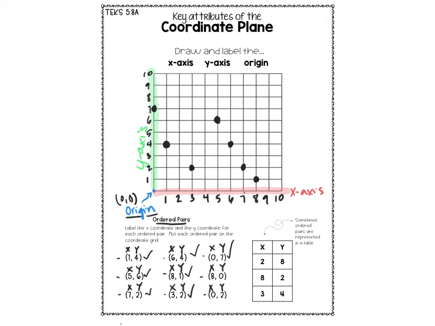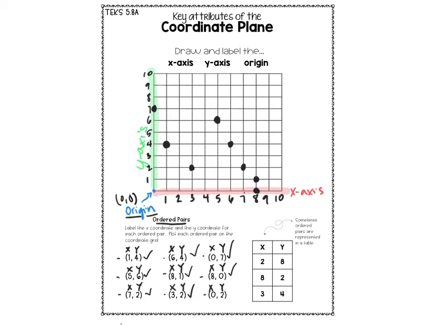We have 8, 0. The x number tells us that we go 8 times to the right, and the y number tells us how many times we go on the y-axis. So if the number for the y-axis is 0, how many times do we need to go up? 0 times. So my point will go right there.